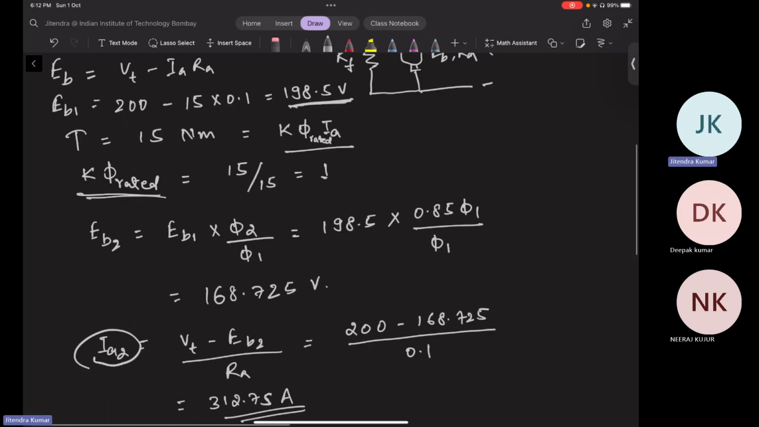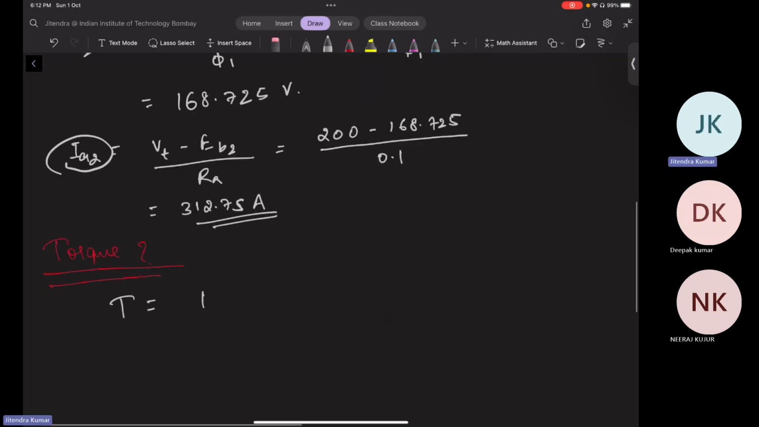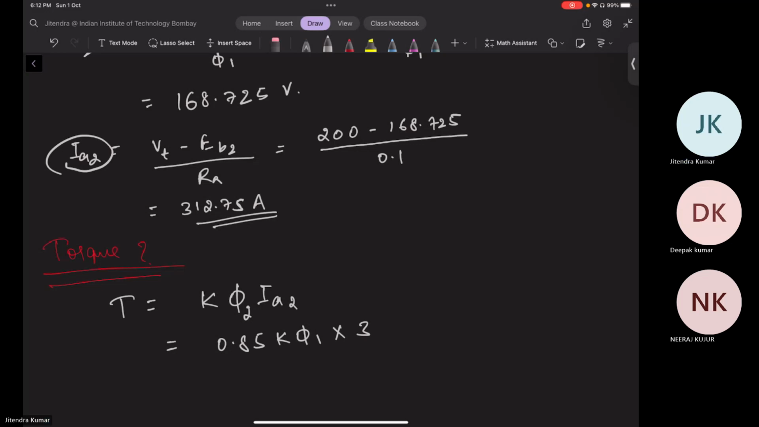So for this purpose only, we had found out K5 rated, right? We had found out this value K5. So we will do torque is equal to K5 into Ia, K5 2 into Ia. Now K5 was 1. Now flux had been reduced by 15%. So we can write it as K5 2 is equal to 0.85 into K1 into Ia. We know 312.75. It will be equal to 265.8 Newton meter.